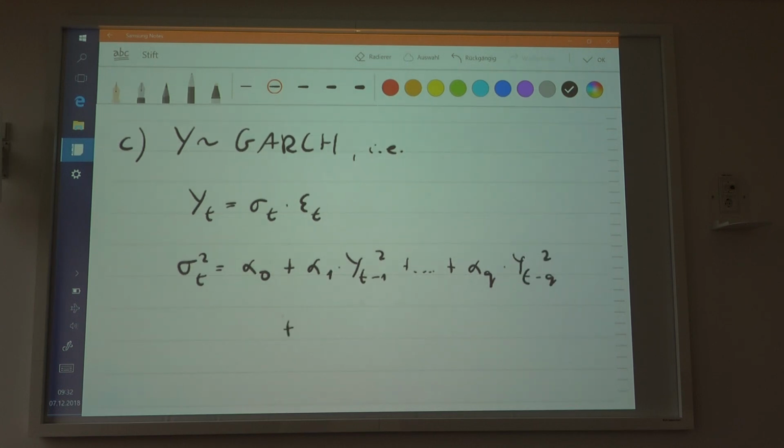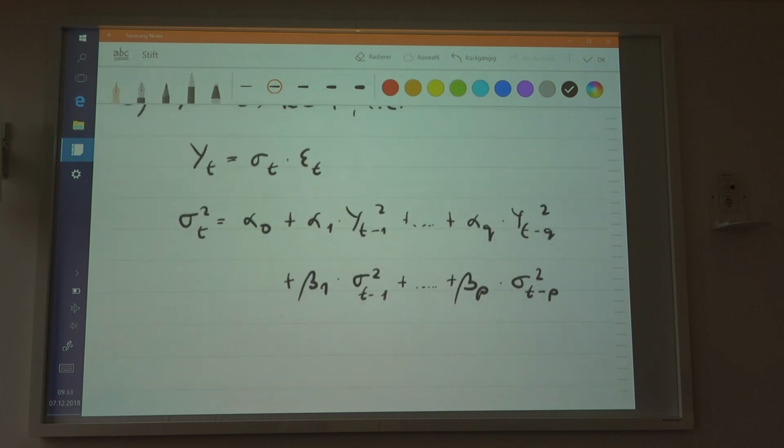And then you have the moving average part of the noise, remember, which depends on the sigma squared. So you have beta 1 times sigma squared of time t minus 1, etc., and then you have beta p times sigma squared of time t minus p. Okay, so this is how the GARCH process will look.